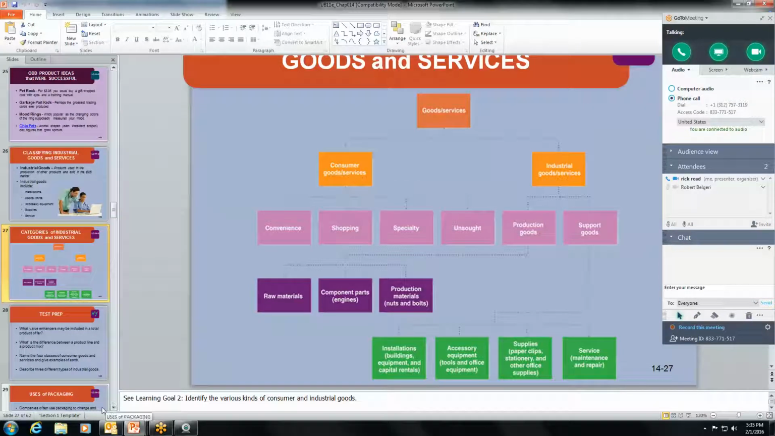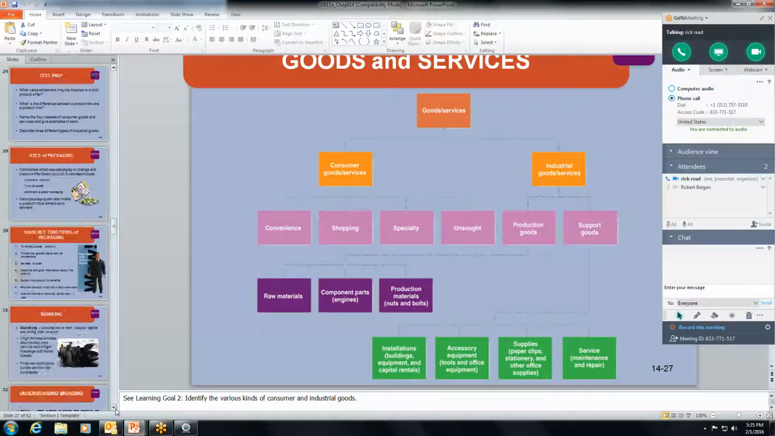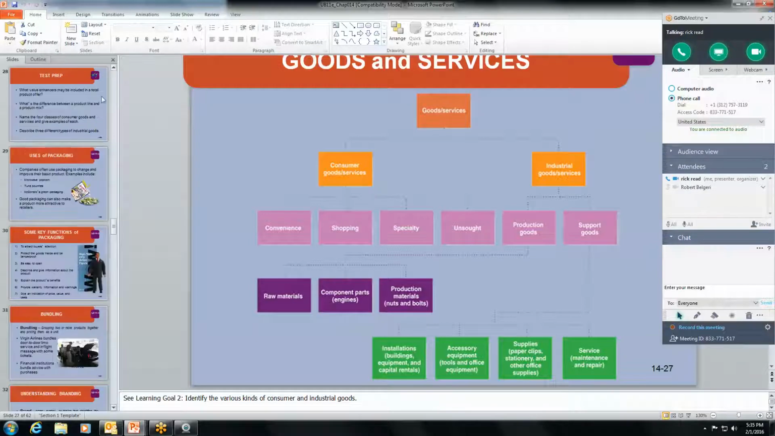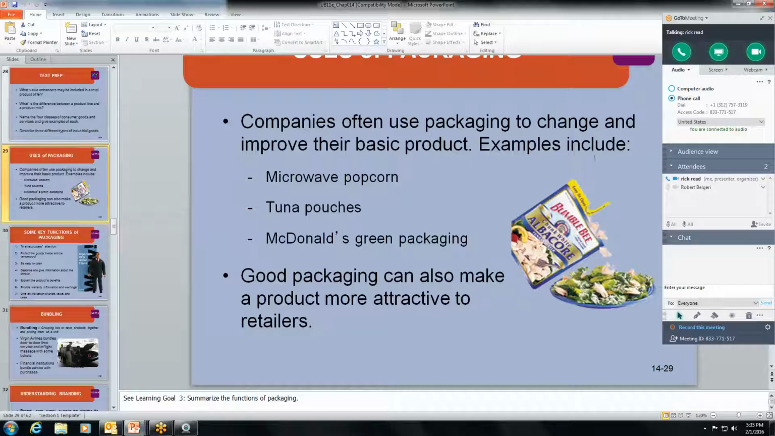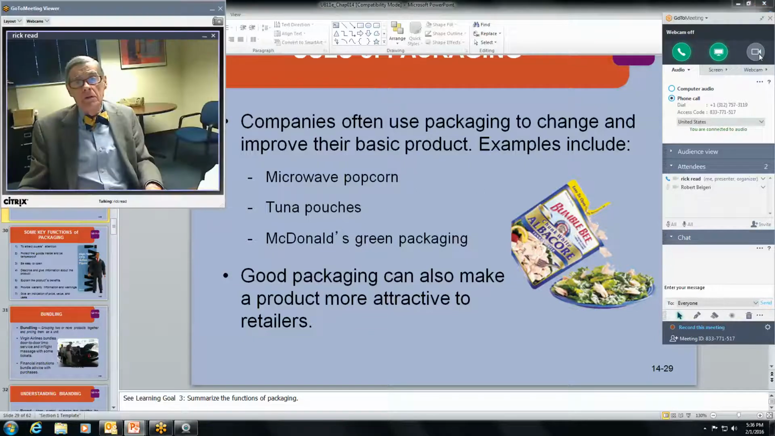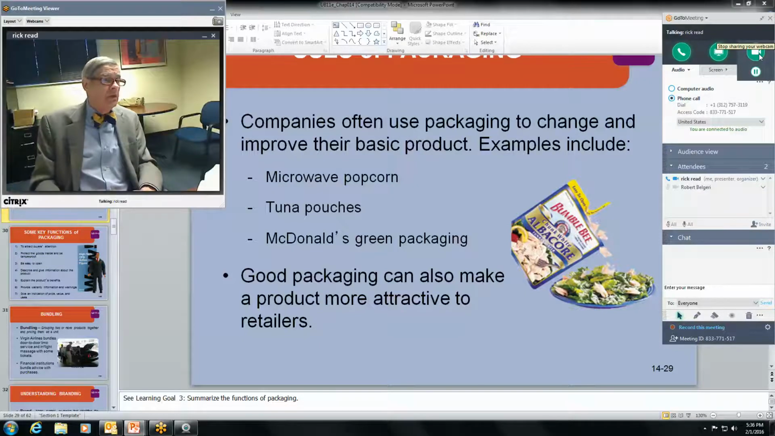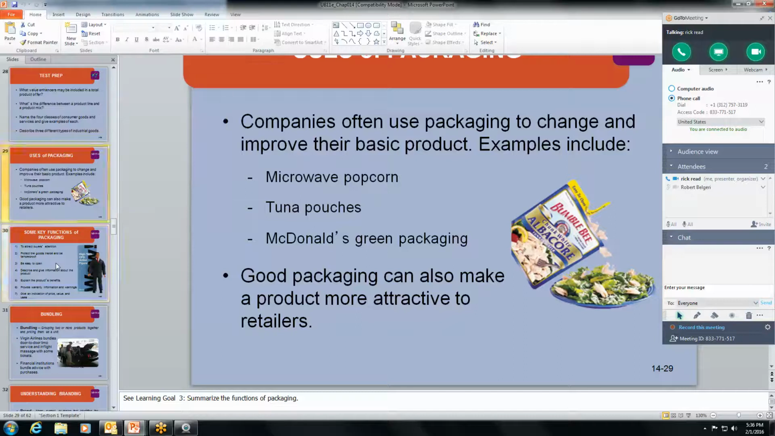We are now going to come to what is very interesting, I think, and we don't think about that a whole lot, and that is the use of packaging. We use packaging to improve the product in some fashion, and then to make it attractive. But we're going to talk about the functional uses of packaging in the next slide, which we don't always think about.